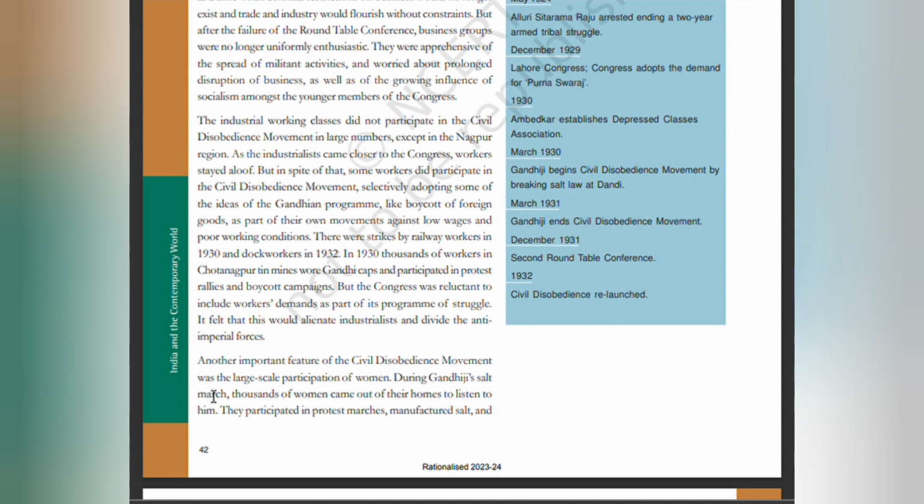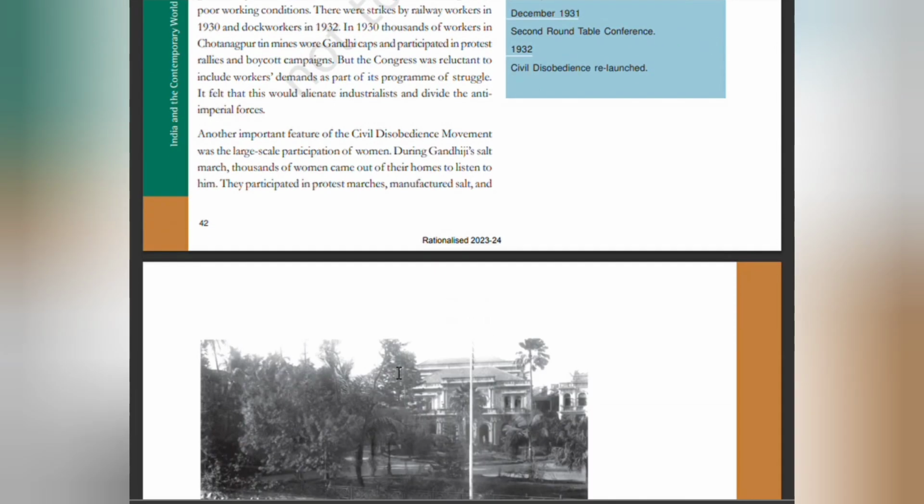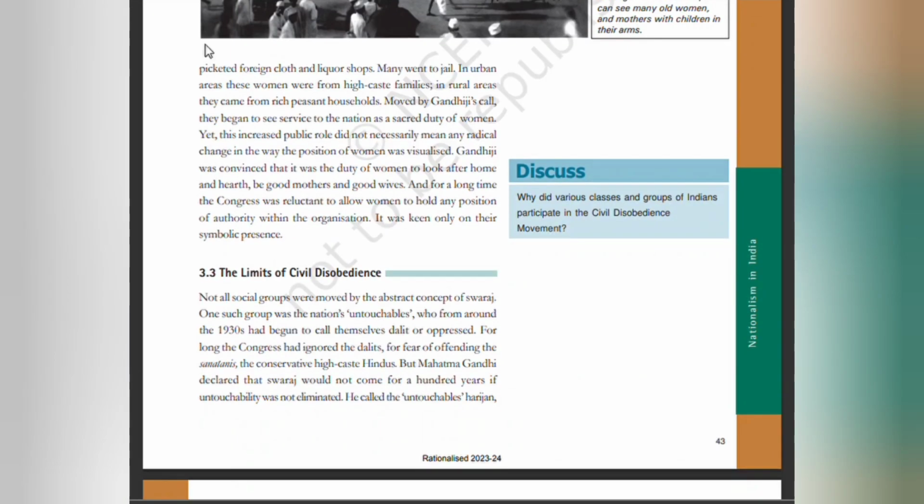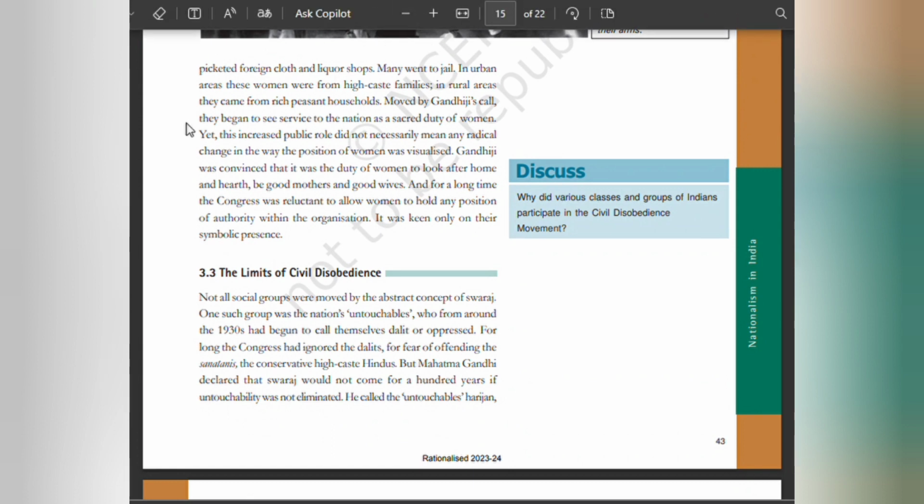During Gandhiji's Salt March, thousands of women came out of their homes to listen to him. They participated in protest marches, manufactured salt, and picketed foreign cloth and liquor shops. Many went to jail. In urban areas, these women were from high-caste families. In rural areas, they came from rich peasant households. Moved by Gandhiji's call, they began to see service to the nation as a sacred duty of women.